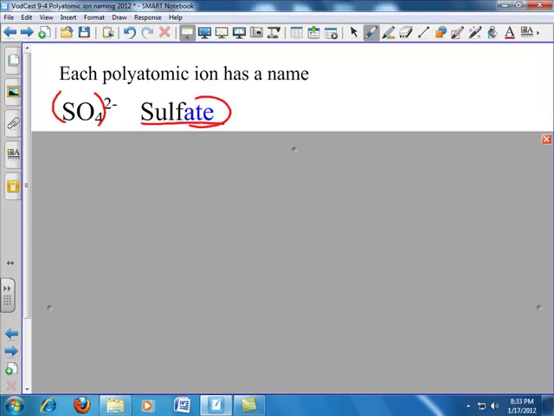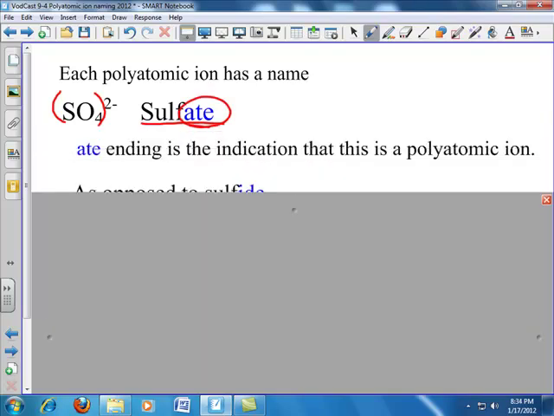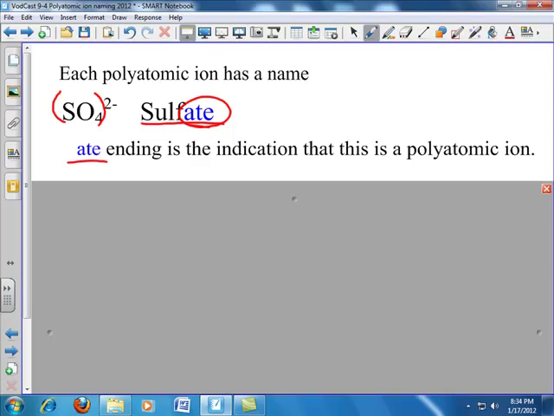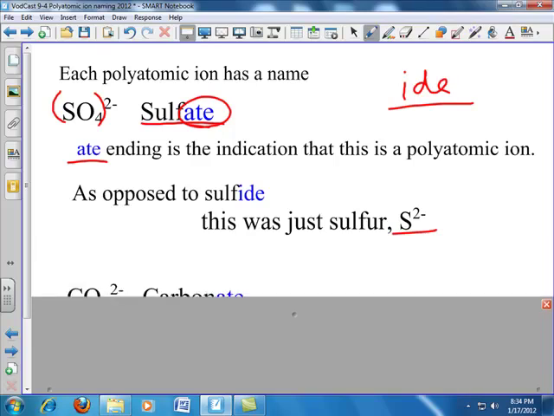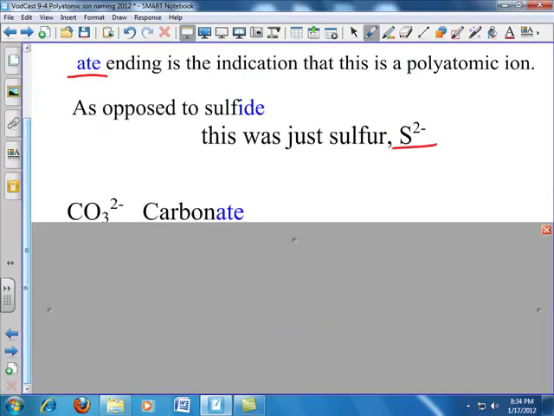And here's the key. You see those blue letters there? When you have an ATE ending, that is the indication that you have a polyatomic ion present. So an ATE ending is a polyatomic ion, as opposed to the IDE ending that we've had up to this point. If I have an IDE ending, that was just sulfur, S2-, and we call that sulfide. So now you have sulfide and sulfate. And all polyatomic ions are going to have this ATE ending.